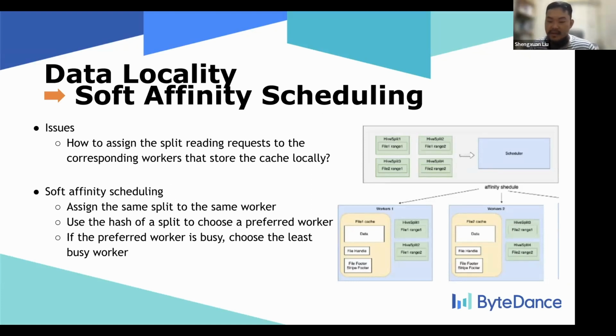On the other hand, there are some situations where we fail to assign the split to the preferred worker. For example, if the preferred worker is very busy, the coordinator chooses the least busy worker for the split. In this case, this worker cannot store this cache. And this is about the soft affinity scheduling.